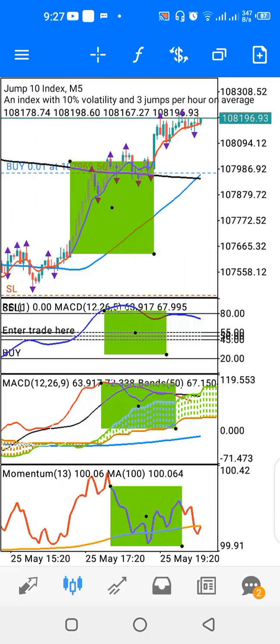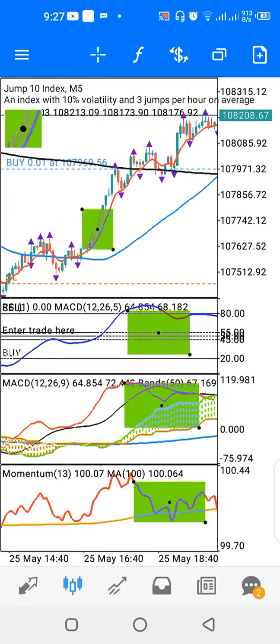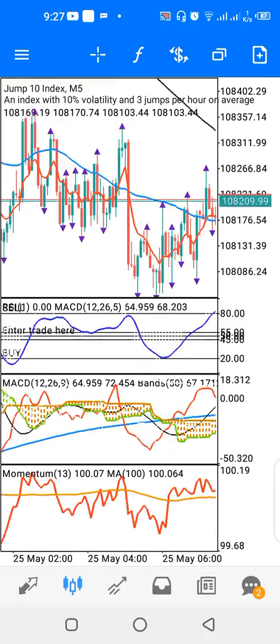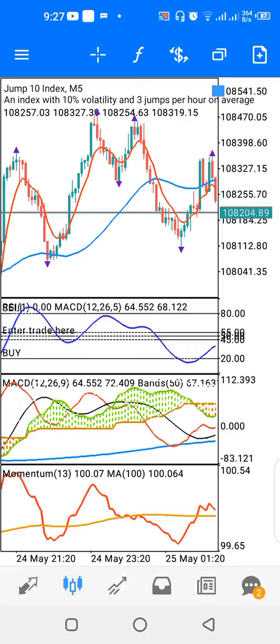Like I have a red moving average here. When this red moving average crosses above the blue moving average, that is my buy signal. And when the red moving average crosses below, like you have a cross below here, that is my sell signal.